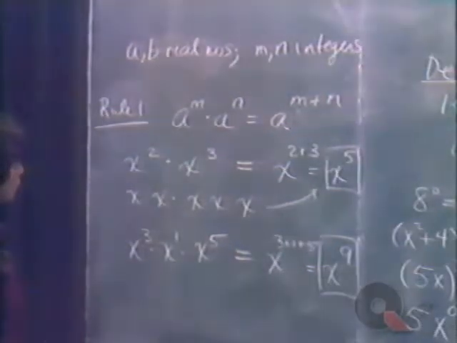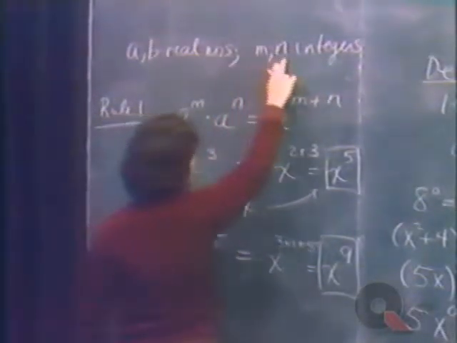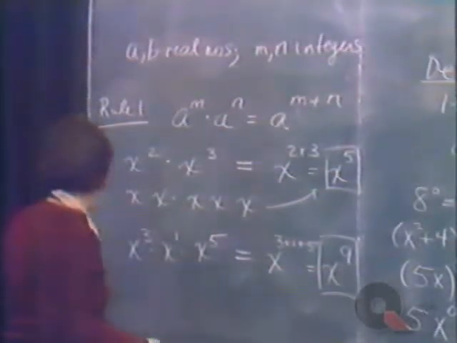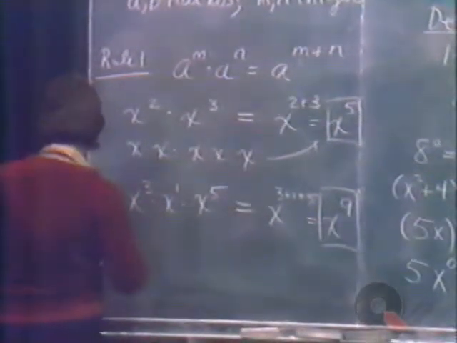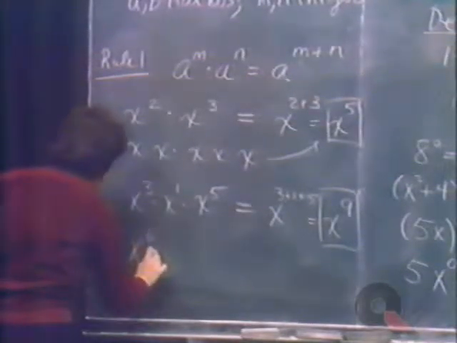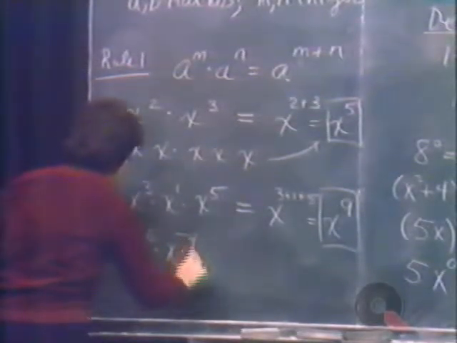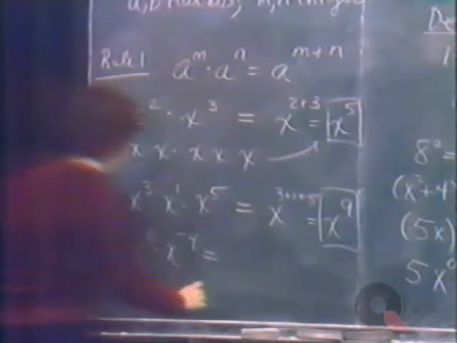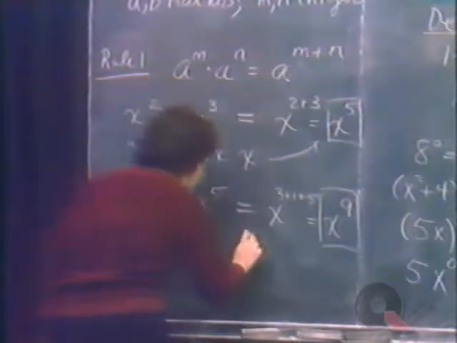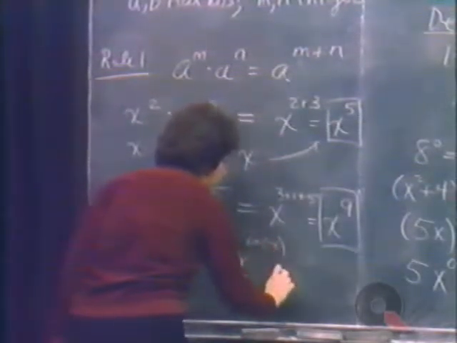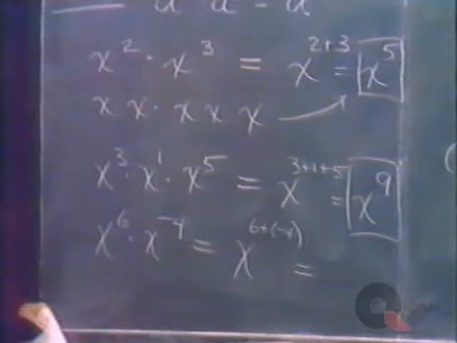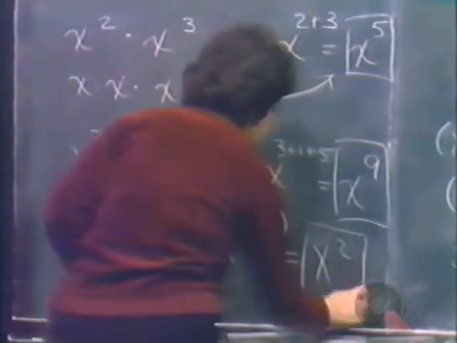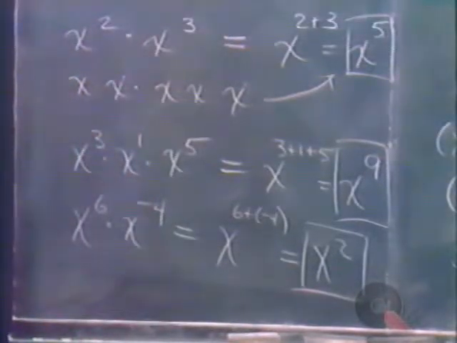Now, these rules that I'm giving you are for m and n, for powers that are integers. They don't have to be just positive. They can be negative as well, or 0. So let's look at x to the 6th times x to the minus 4. Still the same base. You keep the base, you add the powers. 6 and minus 4, you get 2. X squared as an answer.